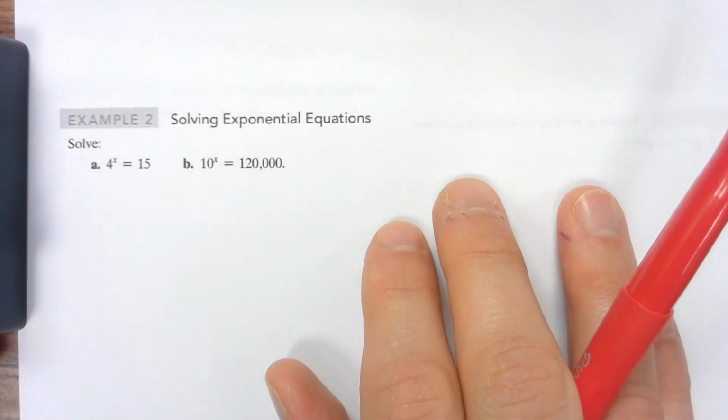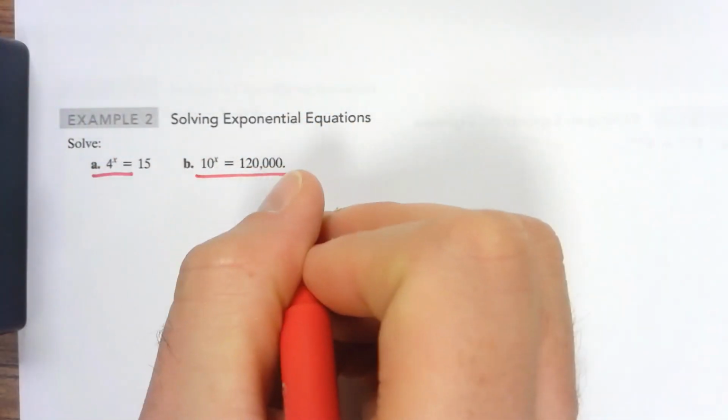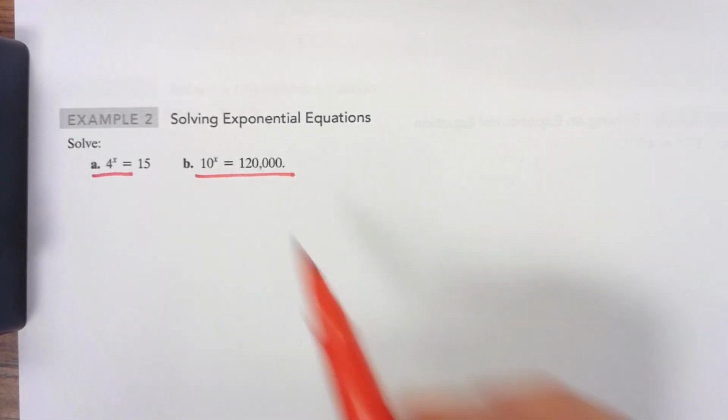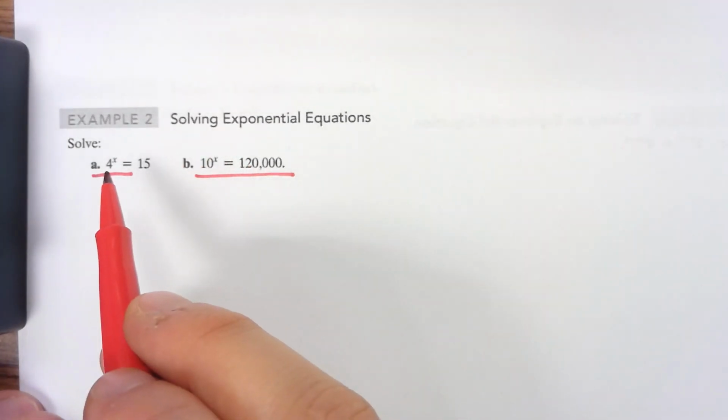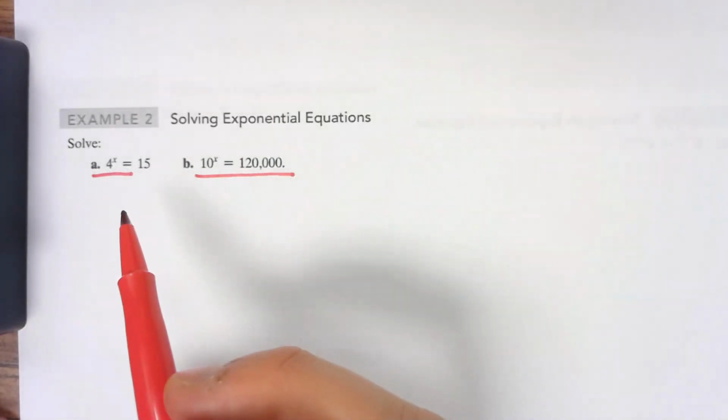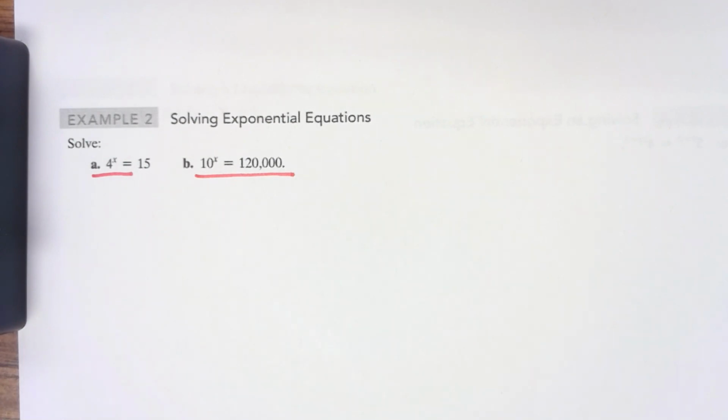So the way those last two examples played out, that's kind of my first line of defense, and the first method I'll check for is, can I get the bases to be the same? If they can't be the same, meaning I can't take 4 or 15 and write it as a common base, this is where we need to use logs.